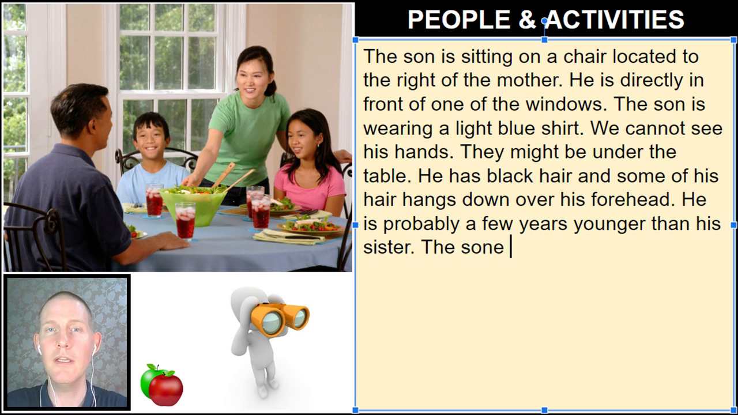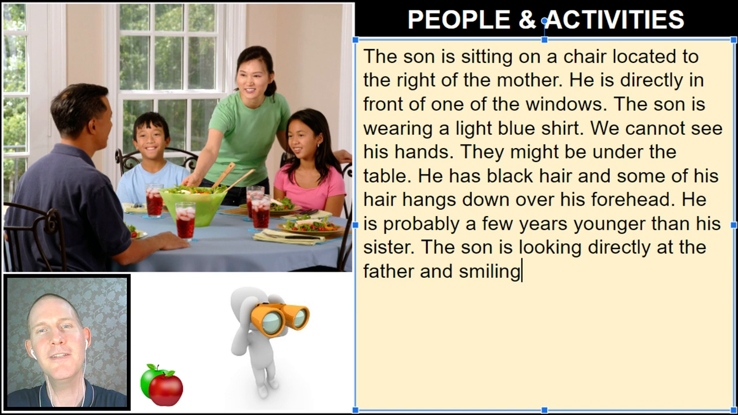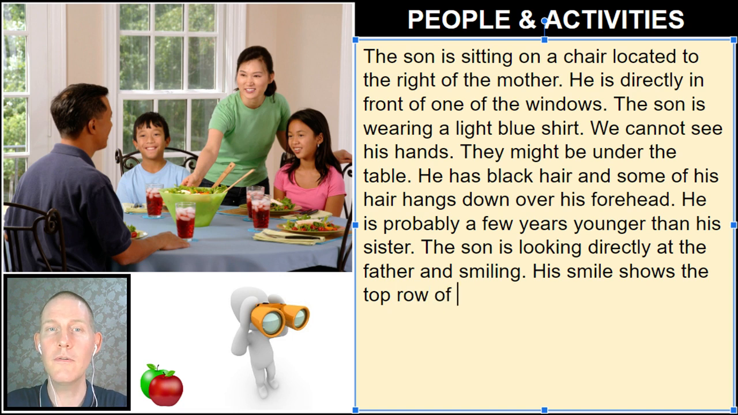The son is looking directly at the father and smiling. Everyone is smiling. His smile shows the top row of his teeth. Right? So we have the top row and we have the bottom row underneath, right? And he's smiling, and you can see the top row of his teeth.